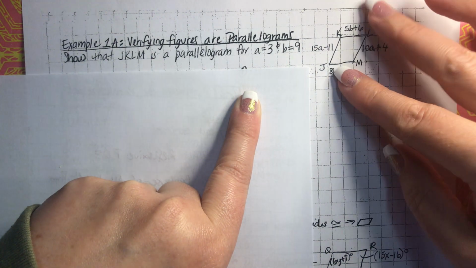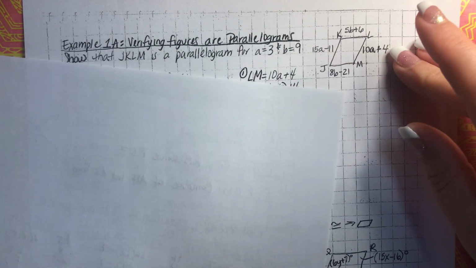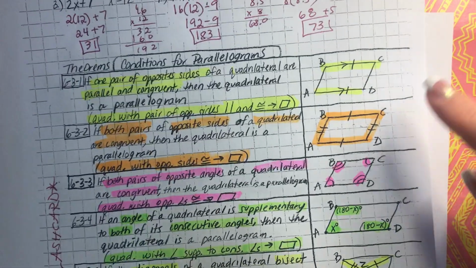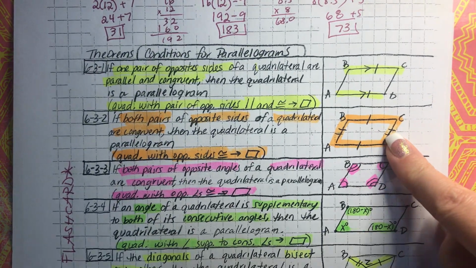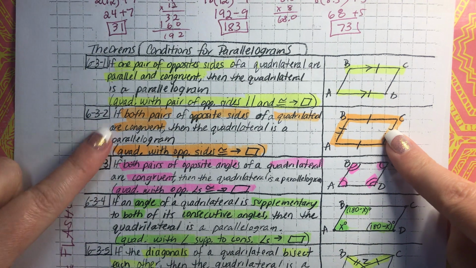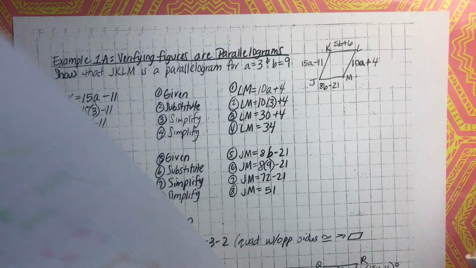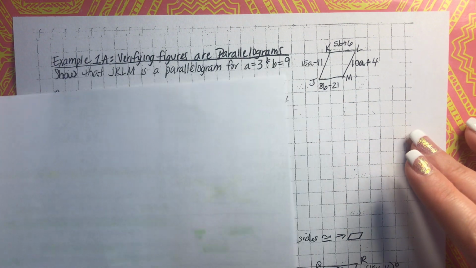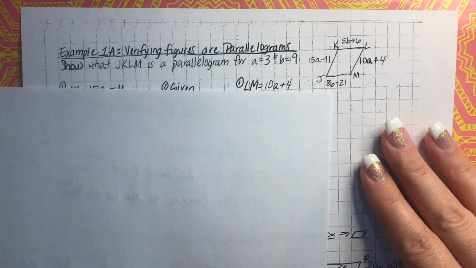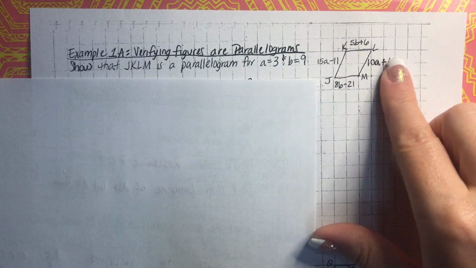To me, it looks like we have opposite sides. Most likely, we're going to be using this one right here, right? If both pairs of opposite sides of a quadrilateral are congruent, then the quadrilateral is a parallelogram. So sometimes just looking at the picture, you get an idea of where the problem's going. Do you see that? Because you have opposite sides.